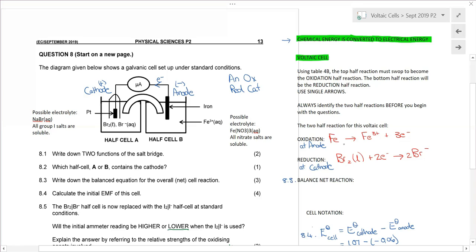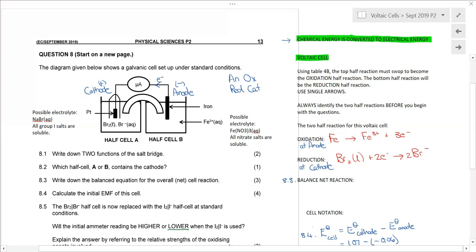But this half reaction was higher up on the table, so it becomes my oxidation half reaction. The bromine half reaction was quite a lot lower down, so this one is my reduction. Take note, I swapped the top one: whatever was on the right, I put on the left, whatever was on the left, I put on the right, and I used single arrows.